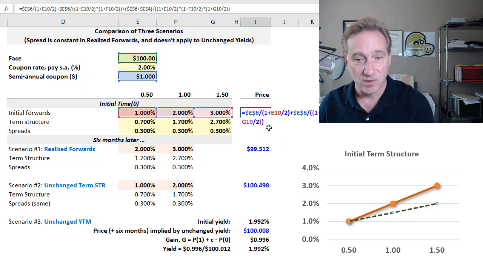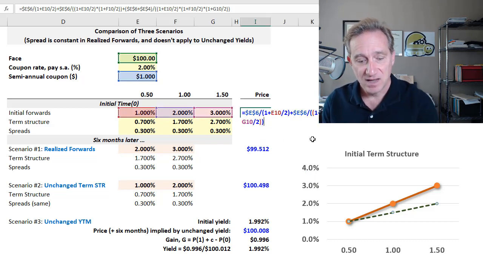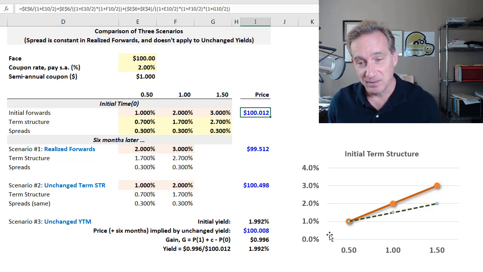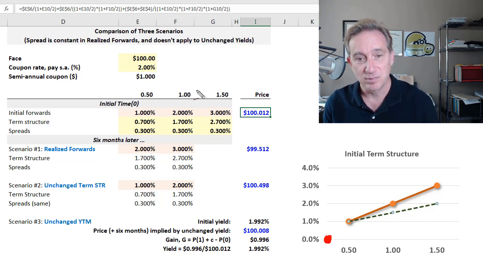And I don't want to walk through that calculation, except just to say that it's basically taking the bond's cash flows, a $1 coupon here, a $1 coupon here, and a final cash flow of $101, coupon plus the principal, and discounting with the forward rate curve. So this bond's price is $100 and 1.2 cents at time zero. So we could think of that as being right here and pricing the bond according to the term structure.